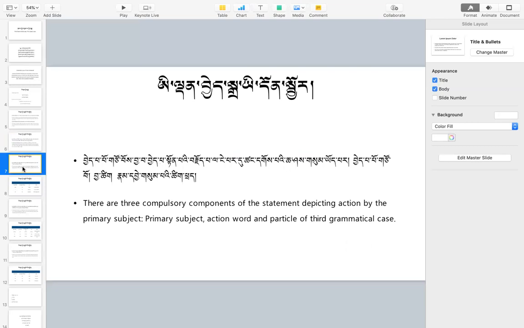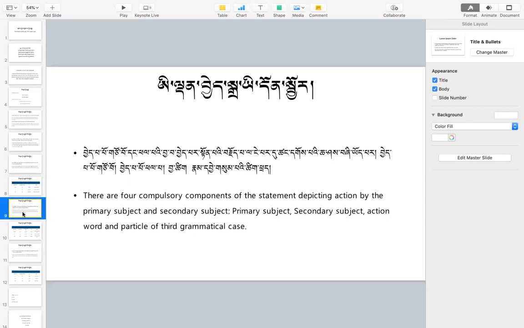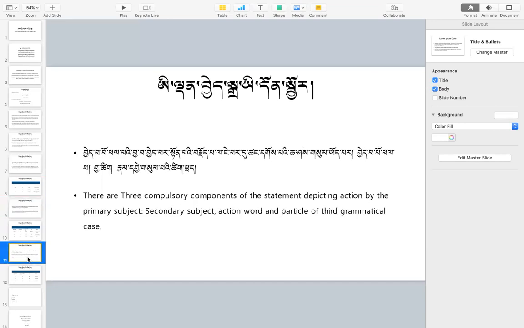So therefore, for those types of arguments, one may answer in this manner. We have three variations. First, the usage case in which a particle shows the action done by the primary subject. Second, the particle shows that the action is done by the primary and secondary subject. And finally, the usage case in which the particle of the third grammatical case shows that the action is done by the secondary subject. In writing, it shows that the action is done by the secondary subject.